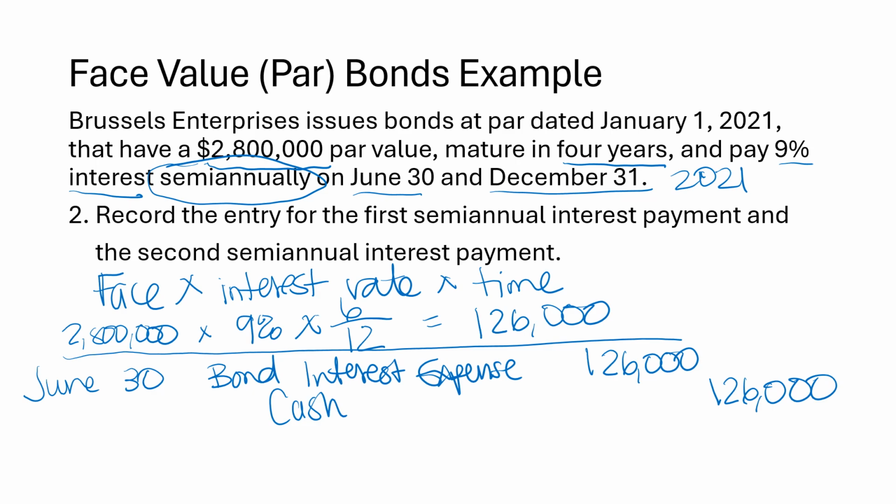Now for the next, so this one was June 30th, for December 31st, it will be the exact same journal entry. For this bond, the exact same journal entry will be made for each of those interest payments. So instead of me writing that all out again, just know that for each semi-annual interest payment, it will be this same journal entry.